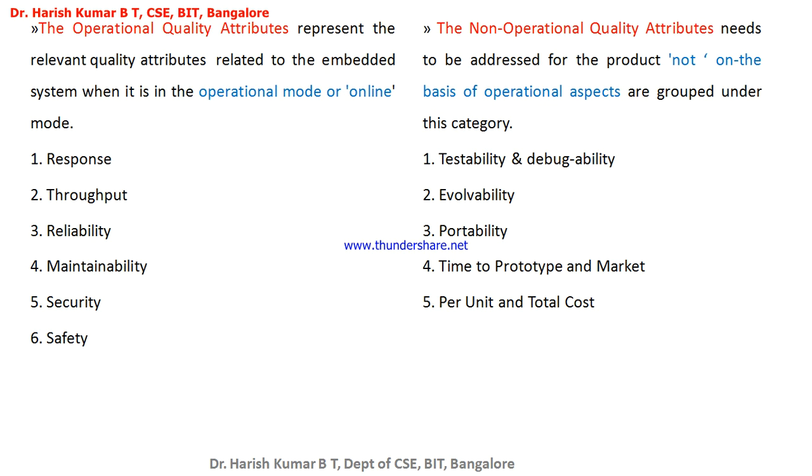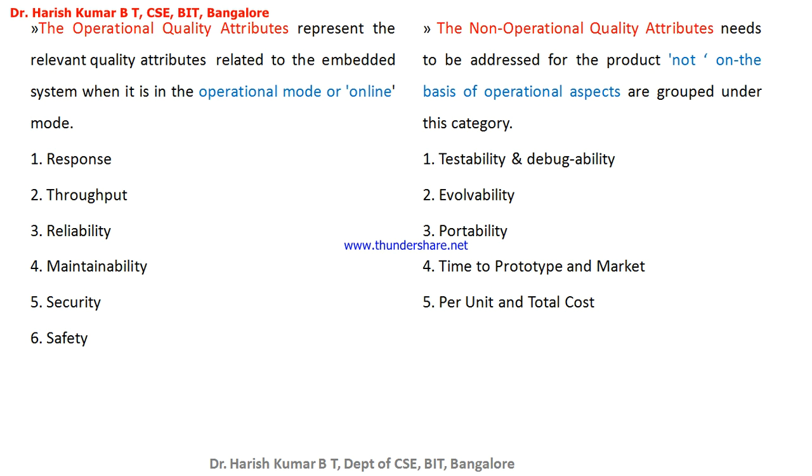And safety is the sixth operational quality attribute. Now what is safety? Safety and security, are they the same? No. Making the system secure will not necessarily make the system safe. The safety we are discussing here is totally different from the security we understood. Security is mainly to protect the data from unauthorized disclosure, unauthorized modification and unauthorized availability. Now safety is more related to the damage that may be caused when the embedded system goes down or breaks down.